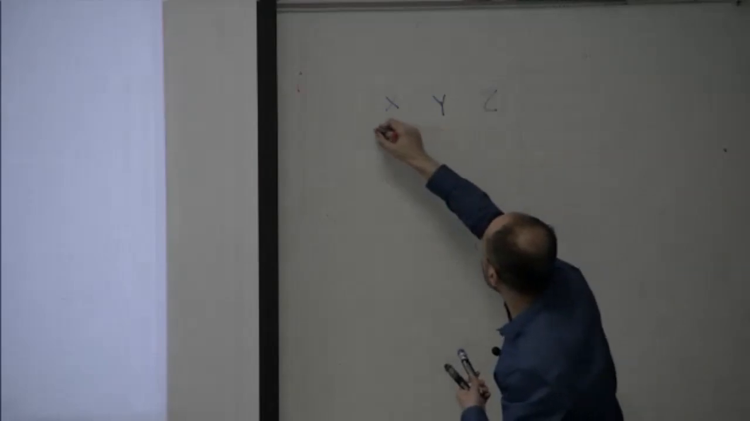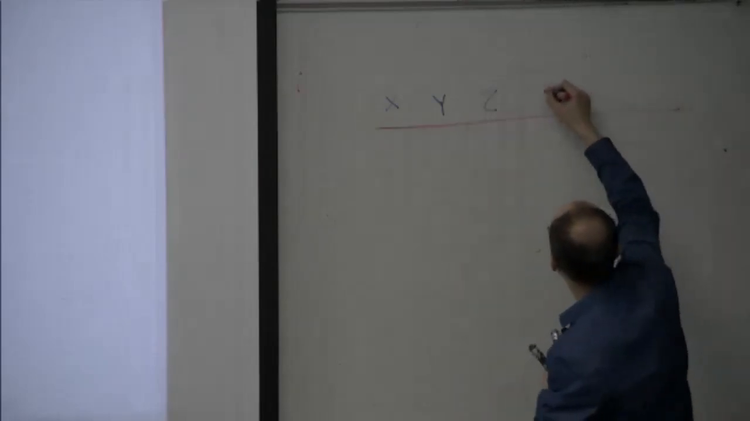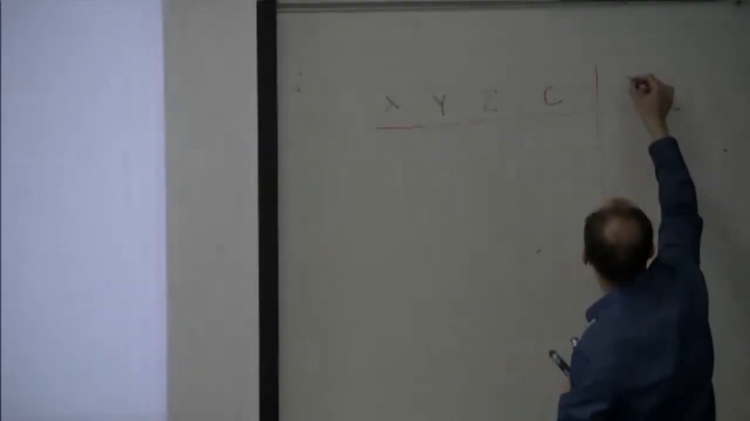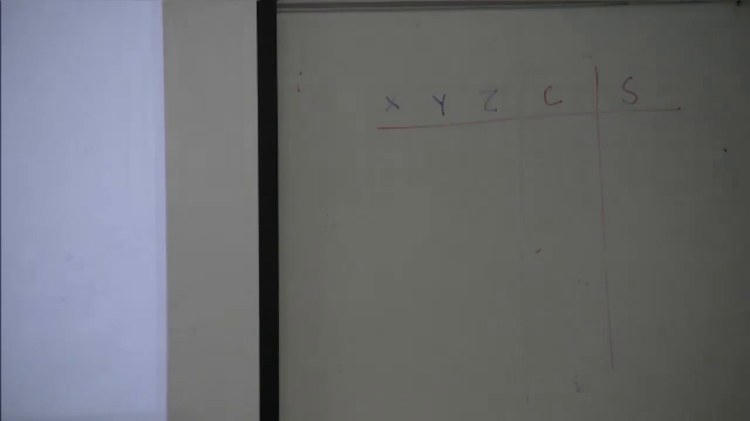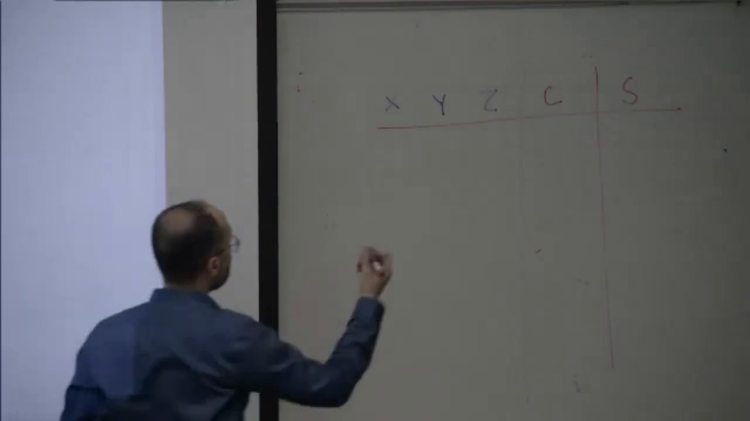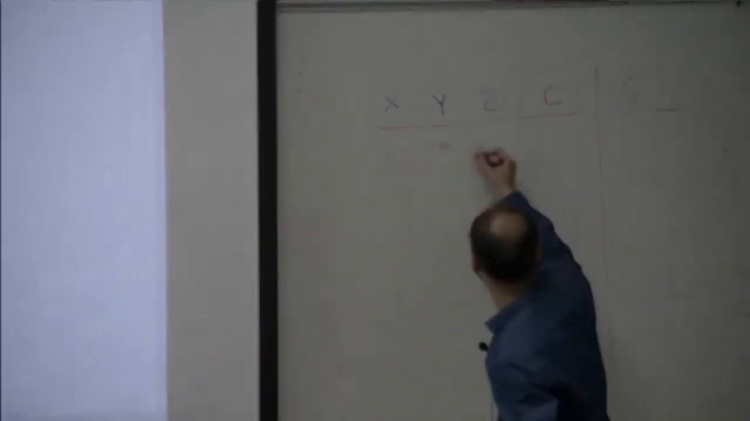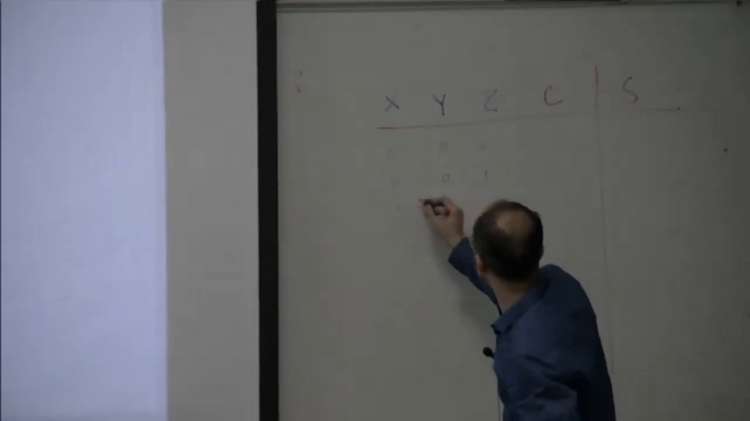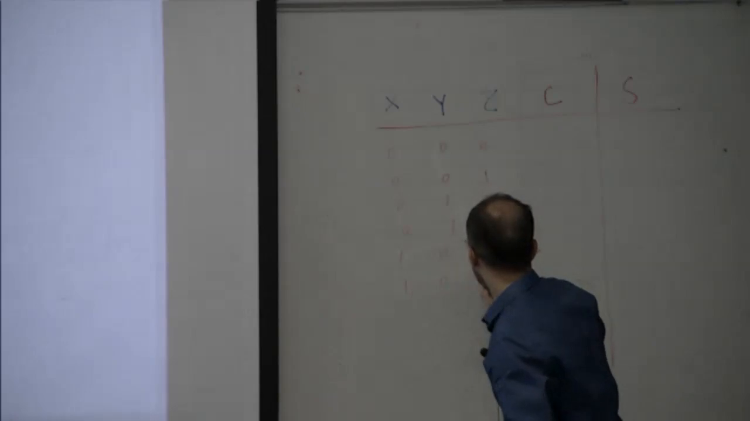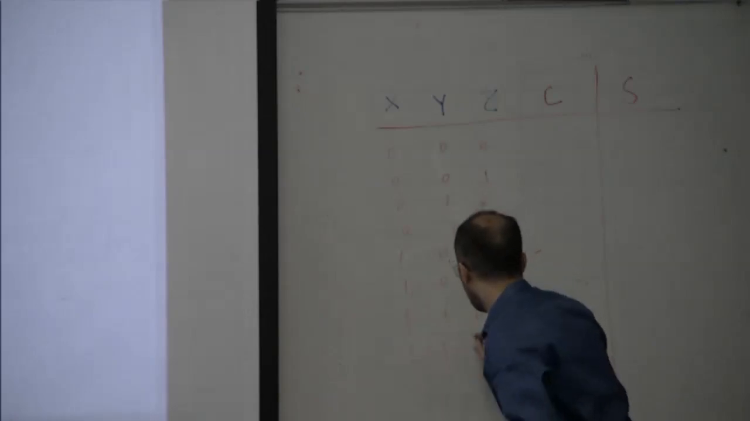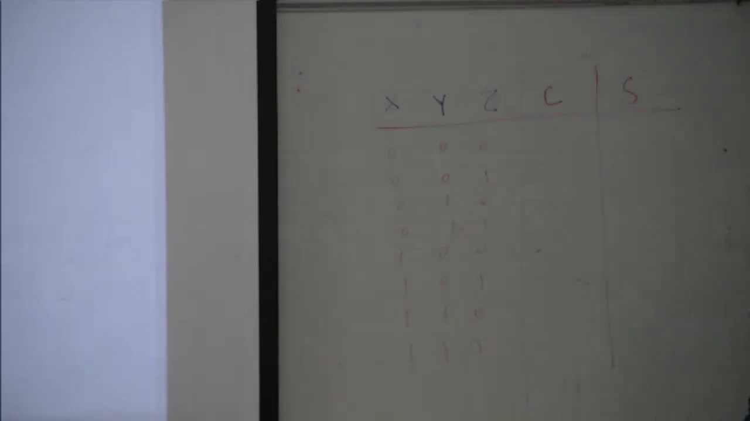And now we have C, and now we have this S. So how many possible combinations are there for X, Y, Z? The possible combinations can be 0 0 0, 0 0 1, 0 1 0, 0 1 1, 1 0 0, 1 0 1, 1 1 0, and 1 1 1. These are the 8 different possible combinations.